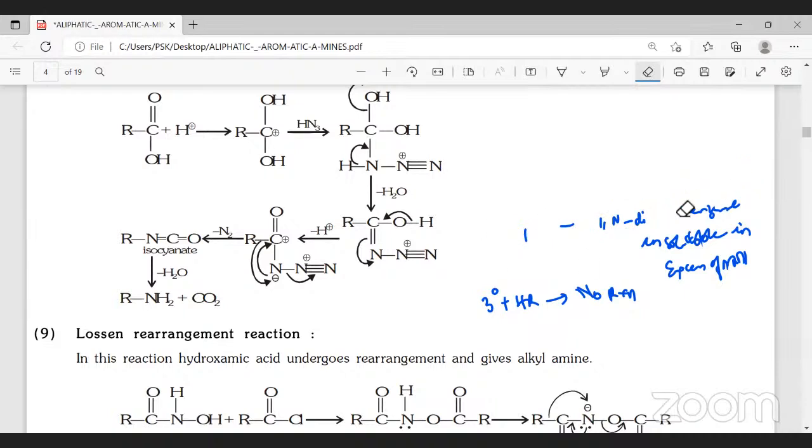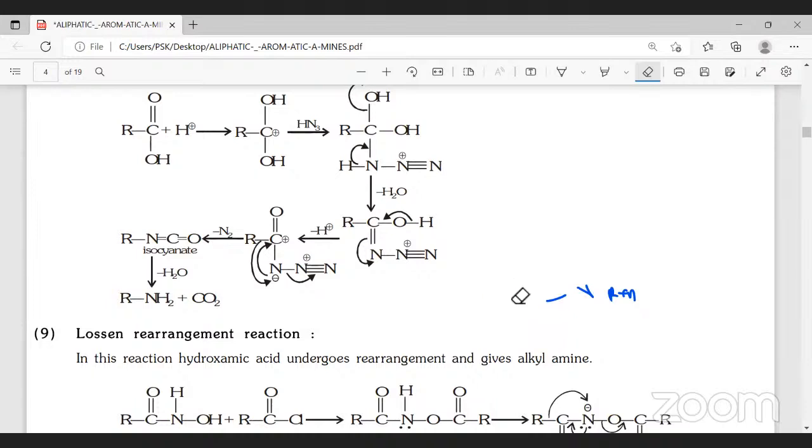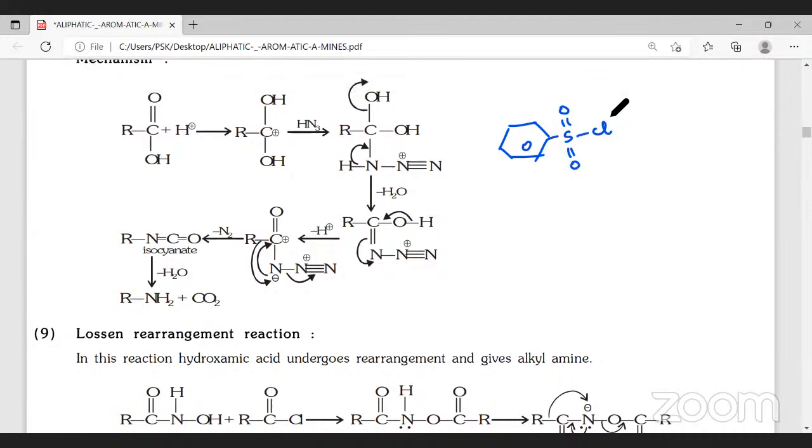If at all they ask you for the molecular formula or the structural formula of Hinsberg's reagent, the structural formula of Hinsberg reagent is a benzene ring, S with double bond O, and Cl. This is called benzene sulfonyl chloride. This is the structure of benzene sulfonyl chloride. You can remember it because in the 1 marker, they can ask any of these questions.